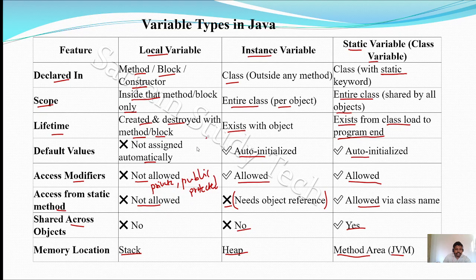So in this table, you can see shared across the object: for a local variable, it is not possible. Here also we discussed it. Access modifiers are not allowed, and values are not assigned automatically. If we are not assigning any value to the local variable, it raises a compile time error. Auto initialized: here also auto initialized, you can see already. Shared across the object: through the object you cannot access it for an instance variable, already I discussed. Here it is a static variable, it can be accessed.